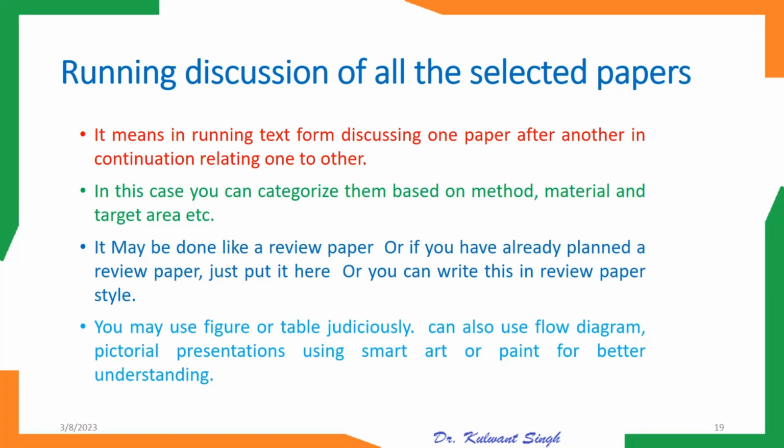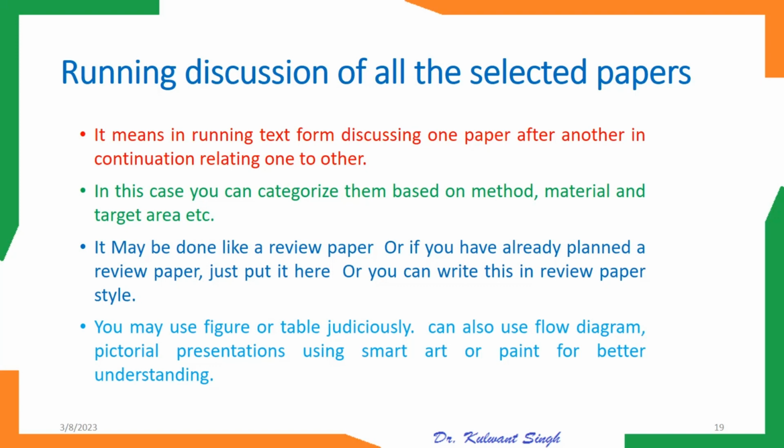In this case, you can categorize them on the basis of paper, method, material, or any target area. It means, suppose you have selected 40 papers for your literature review, right? So in the earlier method, you have to make 40 small paragraphs, one for each paper. If you are using the running discussion way of writing, then you have to select a particular method, material, or any target area.